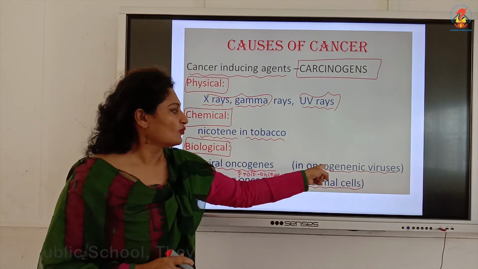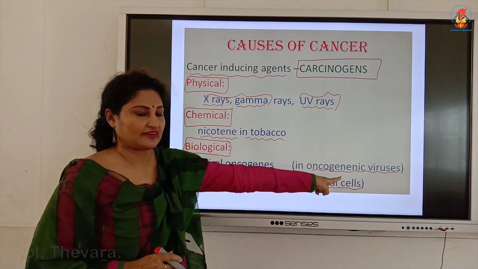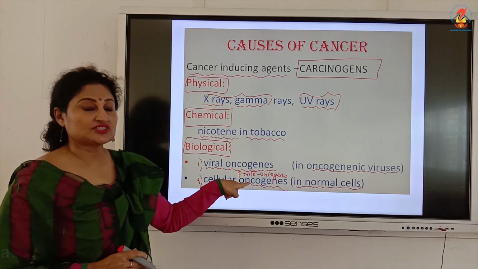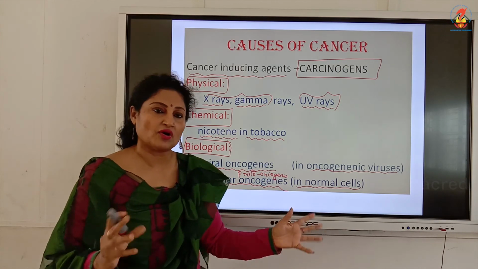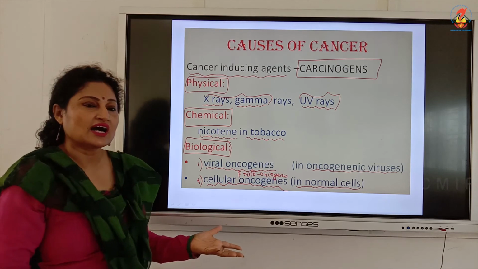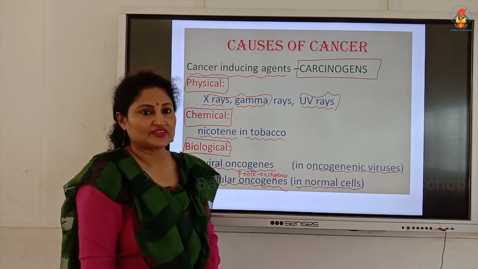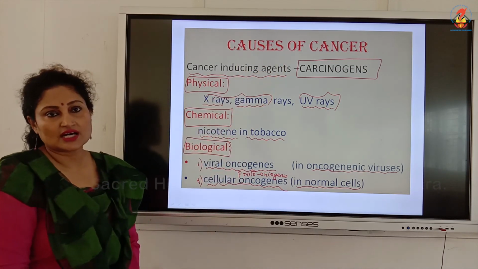Now, how do viral oncogenes reach us? When we get attacked by an oncogenic virus. And how do cellular oncogenes bring about oncogenic transformation? That is, unfortunately, due to certain circumstances, the body cells get triggered or activated to bring about uncontrolled growth, uncontrolled cell division and cell differentiation to form these tumors. I hope carcinogens are clear.